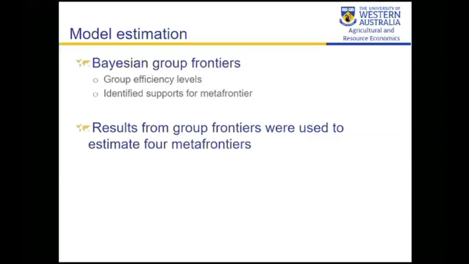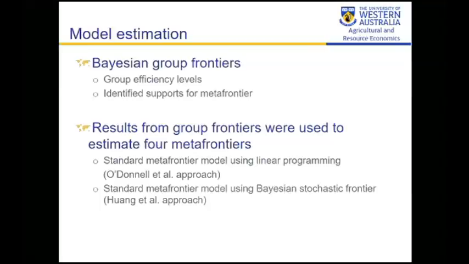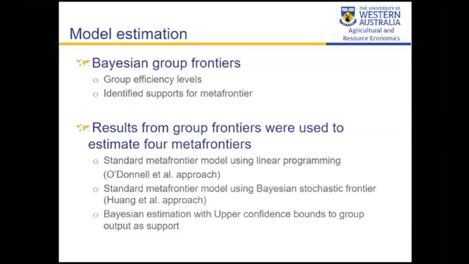So the first thing we did was we wanted to compare the methodology that we are introducing to the existing methods in the literature. So the first model we estimated was a standard linear programming model of O'Donnell. And then the second model we estimated was the Hanks model, but instead of using the maximum likelihood estimation, we used a Bayesian approach. The third model was the Bayesian estimation using an upper confidence bound.